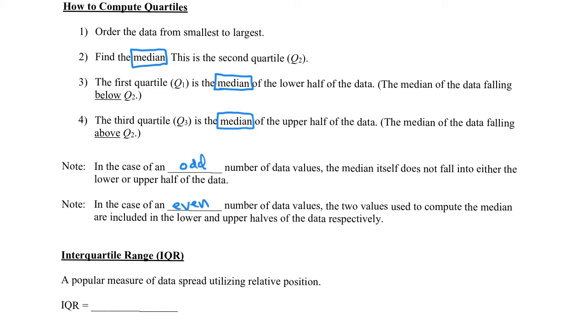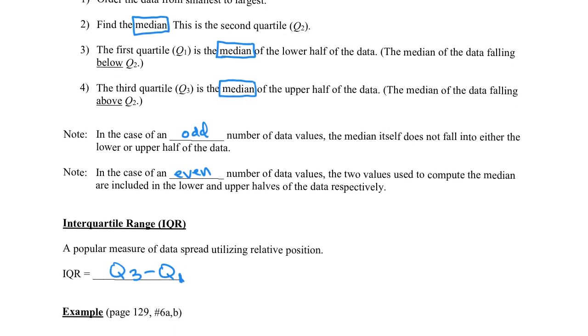Okay, we've got one more thing that we need, and that's the interquartile range. Our author says this is a popular measure of data spread utilizing relative position. I'm not really sure about that word popular. It is a measure of data spread utilizing relative position. I'm not sure it's all that popular, but it is pretty much always taught in a stats class. And this is Q3 minus Q1. Interquartile range is Q3, take away Q1.